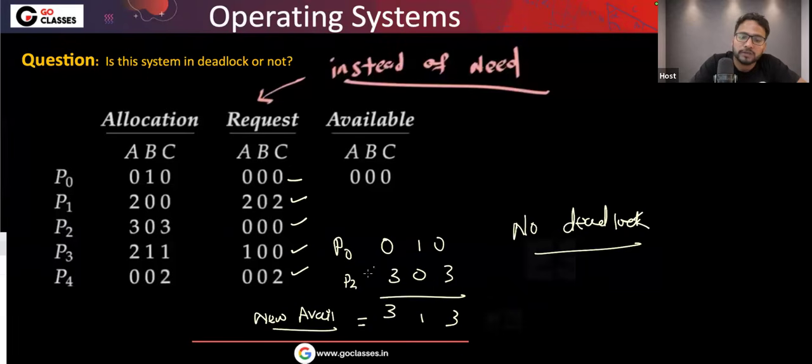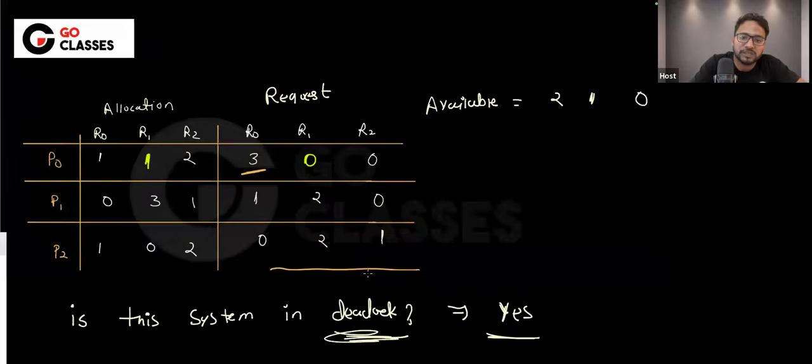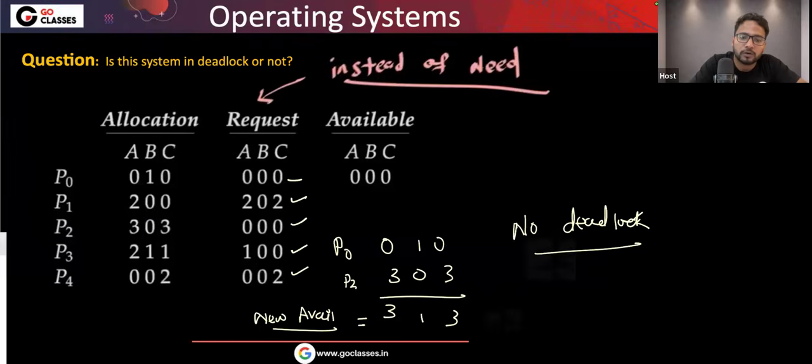So that's all. Now you know what the banker's algorithm is and what a safe sequence is. Now you can solve all of the GATE questions related to deadlock. That's all about the deadlock that we have to study in this session.